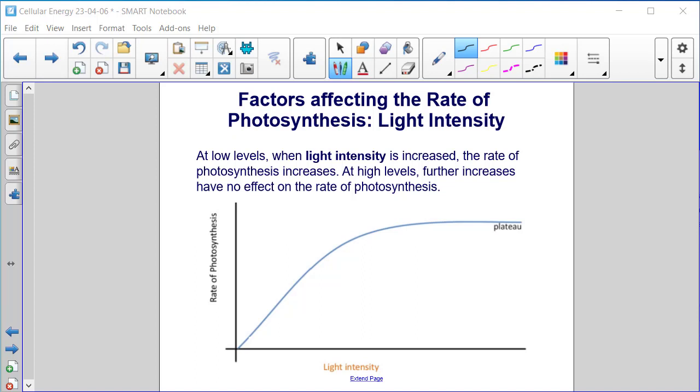At low levels, when light intensity is increased, you can see here, as we increase the light intensity, the rate of photosynthesis increases. At high levels, further increases in the light intensity have no effect on the rate of photosynthesis.